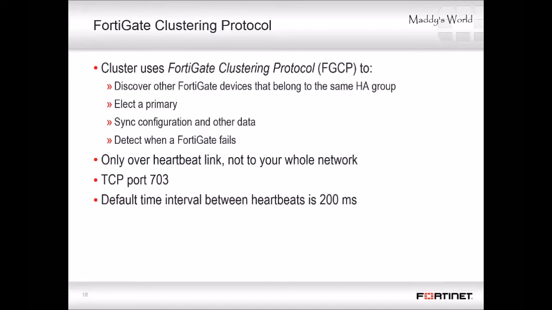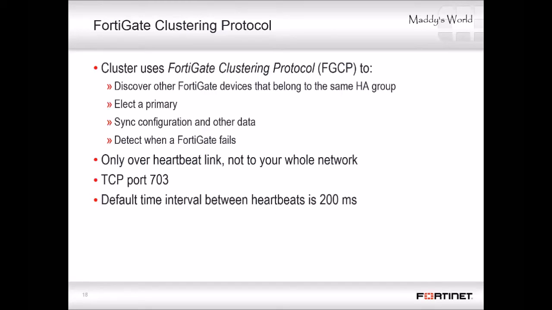Your heartbeat link should be a cable. If you have another device in between, such as a switch, ensure that it is dedicated and isolated from the rest of your network so that critical FGCP traffic does not need to compete with other traffic for priority or bandwidth, and collisions cannot occur. Notice that FGCP only communicates between FortiGates.